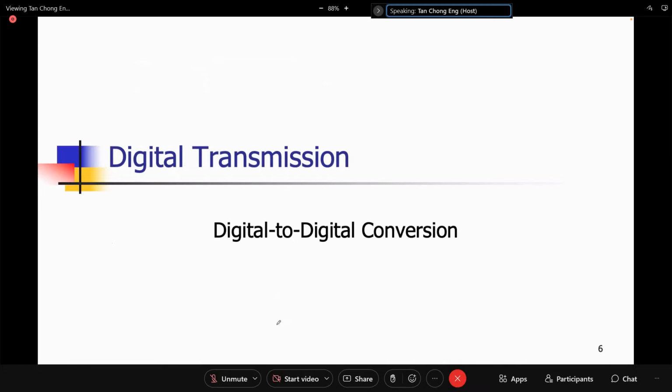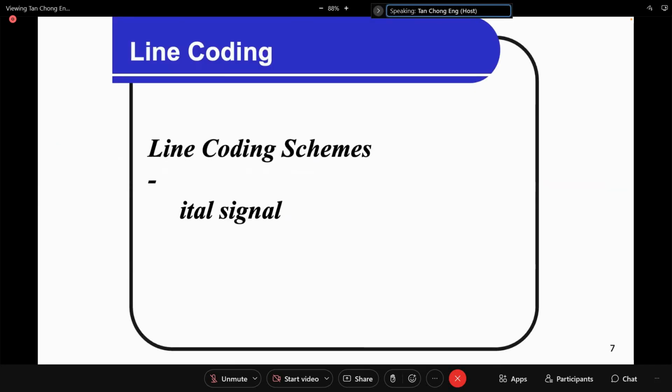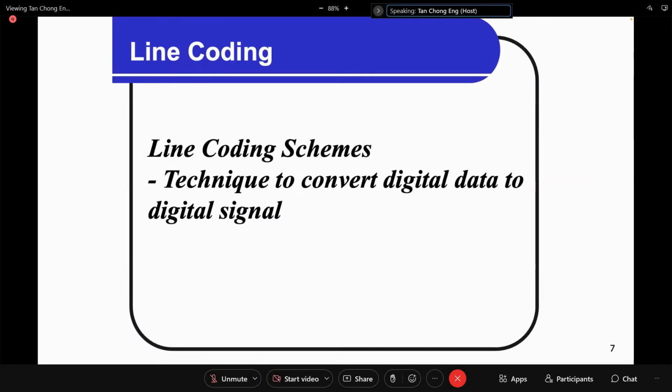I think the three slides before this are extremely important because they give a very high level overview of your understanding. If you understand the three slides before, the rest of the slides are going to be very straightforward because these are the details. So when we do conversion in digital transmission, you can see what is happening. We have to use line coding to convert the digital data to digital signal.